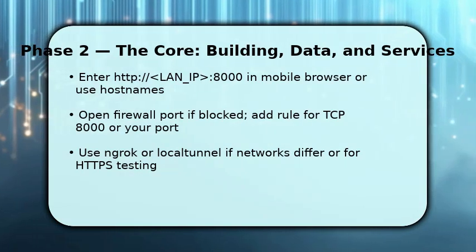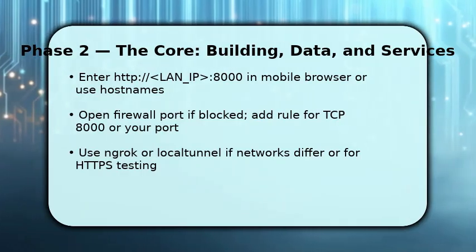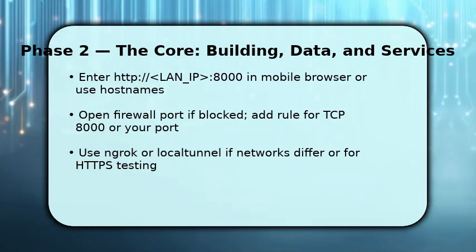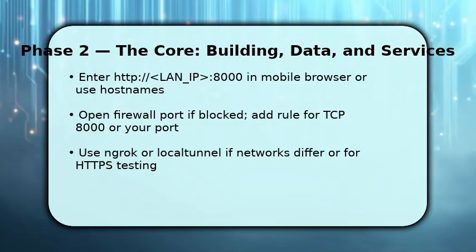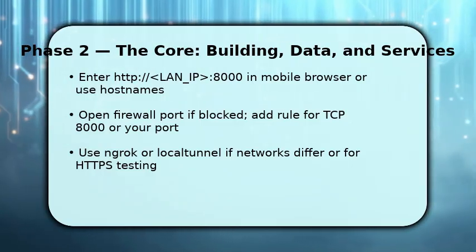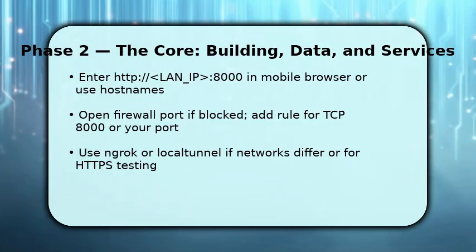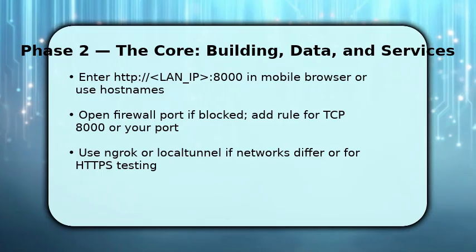Next, type http:// followed by your LAN IP and port, for example http://192.168.1.50:8000, into the phone's browser and hit load. If the page doesn't load, check the PC firewall and add a rule to allow TCP on your server port. Windows Defender and macOS both block ports by default.